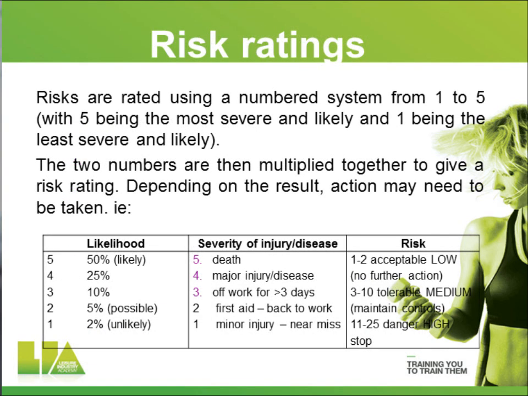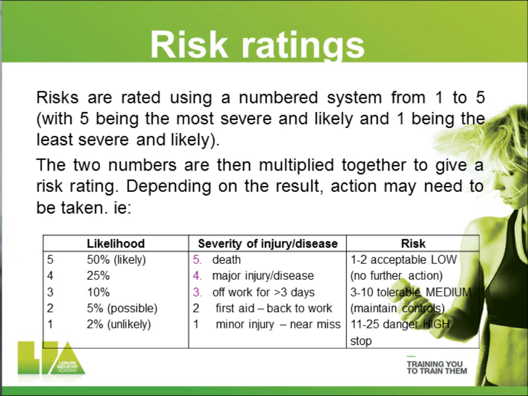Risk ratings. Risks are rated using a numbered system from 1 to 5, with 5 being the most severe and likely and 1 being the least severe and likely. The two numbers are then multiplied together to give a risk rating. Depending on the result, action may need to be taken.